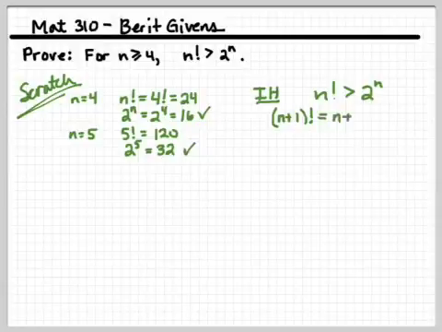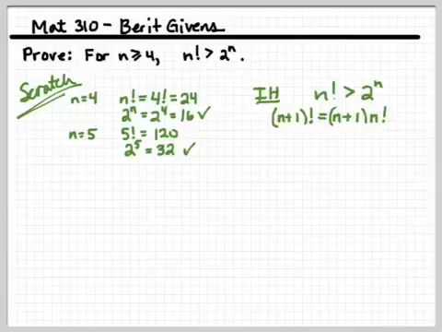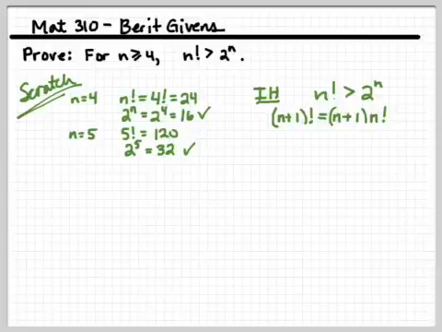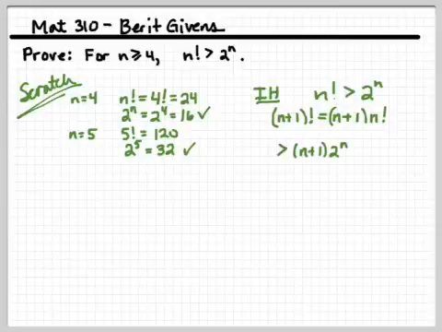Using a well-known property of factorials, I can rewrite it that way. Now I'm aiming to show that this is greater than 2 to the n plus 1. So I want to use my inductive hypothesis here because I have an n factorial. n factorial is greater than 2 to the n, so I can make that substitution, and it's greater than.